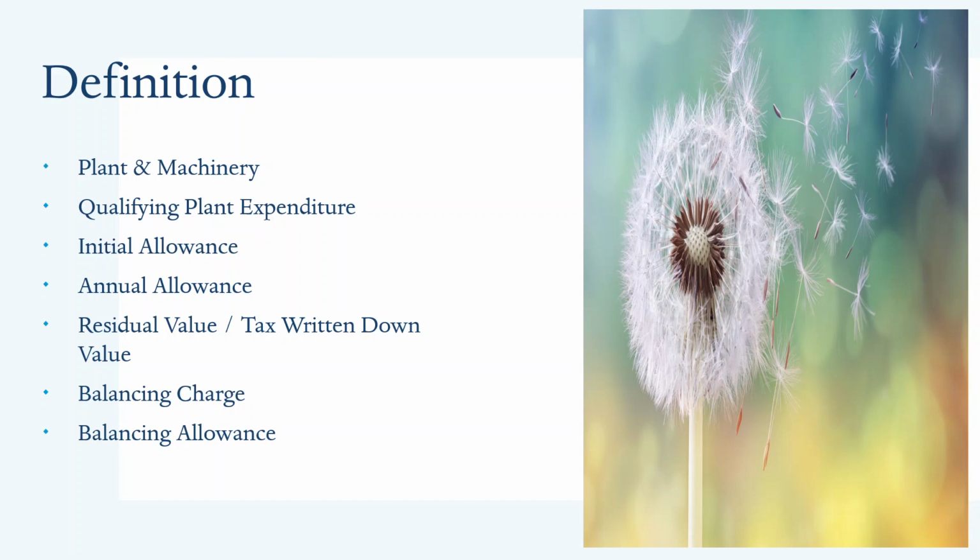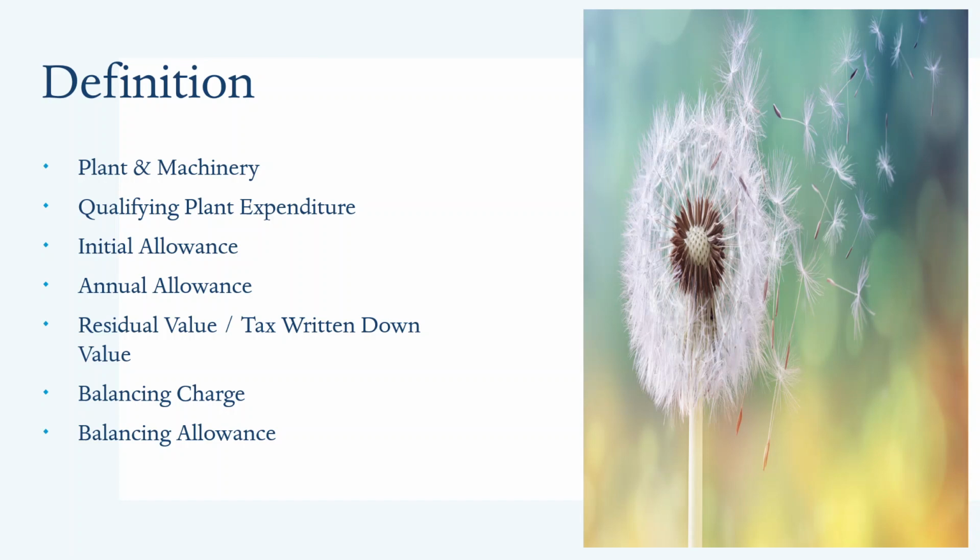Residual value or tax written down value is similar to your net book value. So you have your cost, you minus your accumulated depreciation, therefore you have net book value. Here they call it residual value or tax written down value.